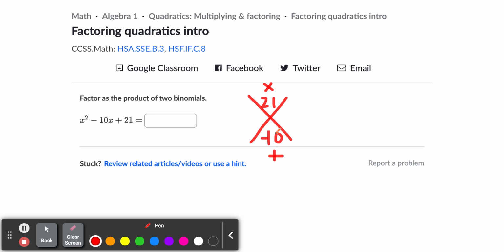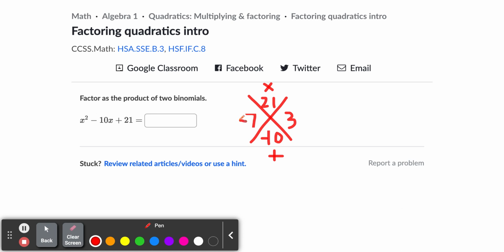I'm going to fast forward through this, but there's only going to be one combo that actually makes this work. So two numbers that multiply to get 21 that add up to negative 10. We can try 7 and 3. 7 times 3 is 21, but 7 plus 3 is not negative 10, sorry, it's going to be a positive 10. So this doesn't work, but I'm showing you a wrong example. Some of this is going to be trial and error, right? 7 times 3 is 21, but 7 plus 3 is not negative 10.